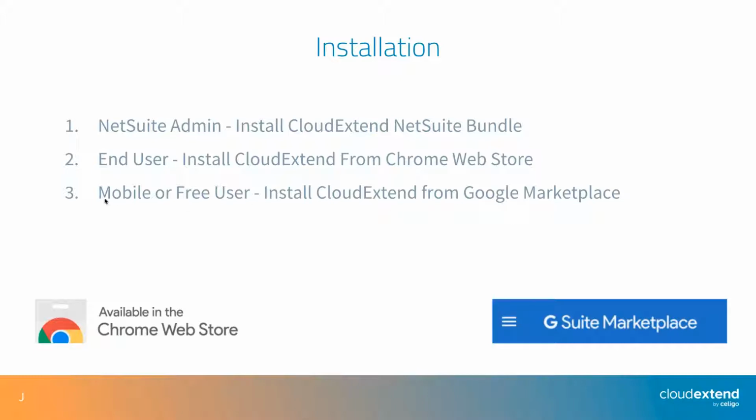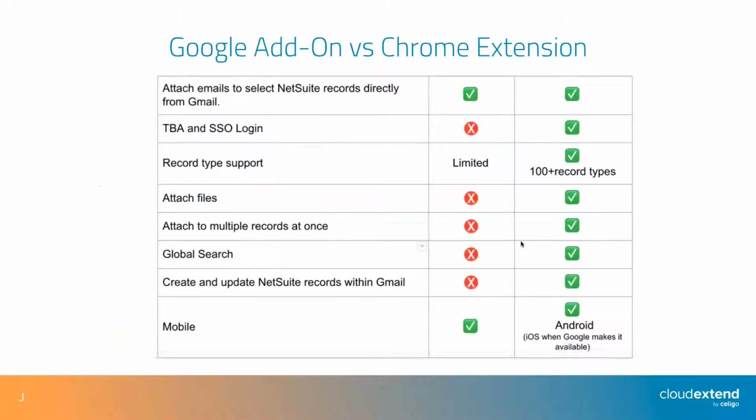So now you could see here on the number 3 line here that we do offer a free edition and a mobile edition of CloudExtend. We call this app Gmail Lite, and it's a Google add-on rather than a Chrome extension. I just want to discuss the differences between the Google add-on and the Chrome extension a little bit, just so everybody is familiar with the two here.